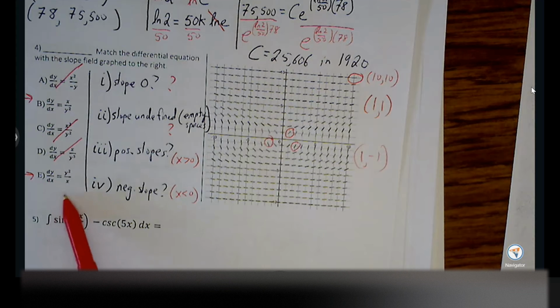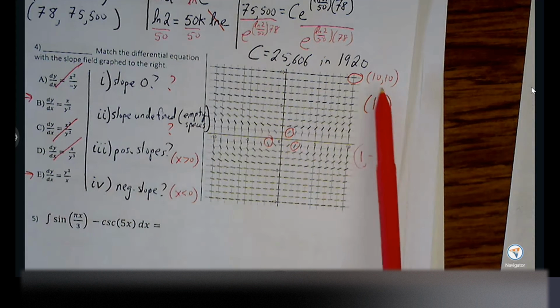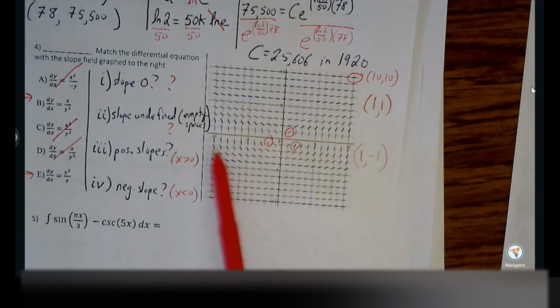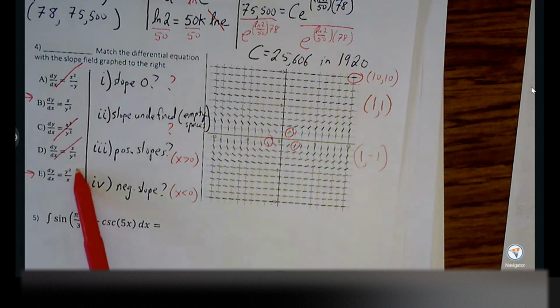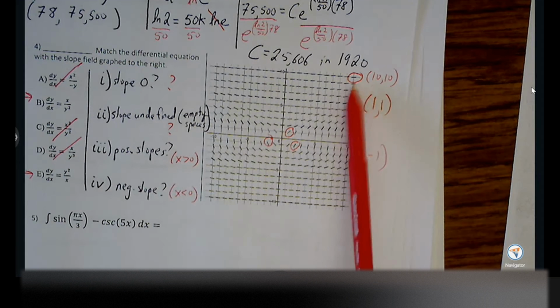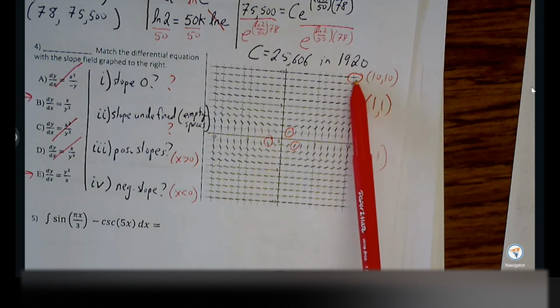What happens if I put 10, 10 in here? 100 over 10, so 10 over 1. And that doesn't look like a slope of 10, right? So sometimes we may have to go to specific ordered pairs to help decide which one of these is going to be the one that we can eliminate.